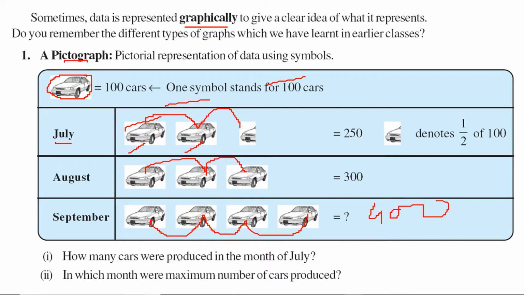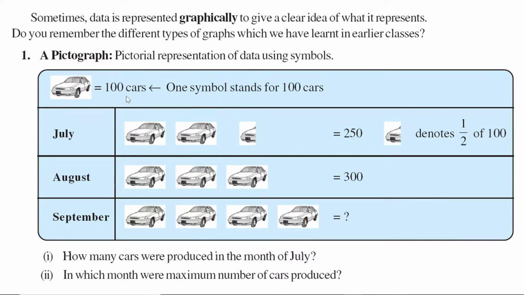So how many cars were produced in the month of July? July, 250. In which month was the maximum number of cars produced? We have September, 400 cars were produced.